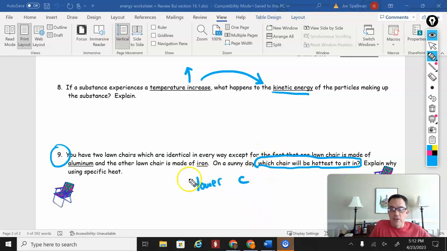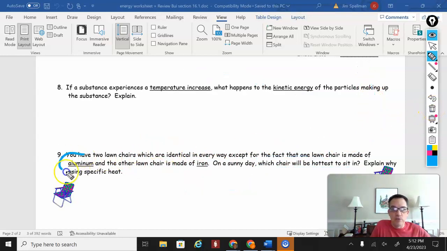Again, the idea is the lower the specific heat, the easier it is to heat up and the easier it is to cool off. So if you're actually touching something that has a low specific heat, it's going to transfer its heat to you a lot more easily than something that has a higher one. So you could go back to the previous page. That's where you need to go and look at that table. And if you compare the specific heat for aluminum and the specific heat for iron, you're going to see two different numbers on there.